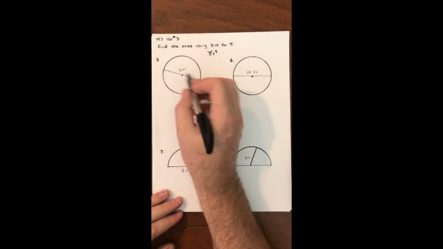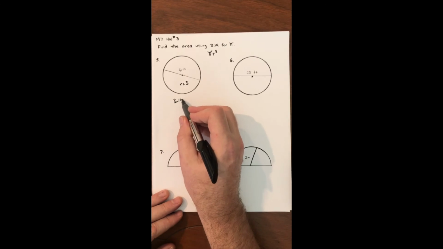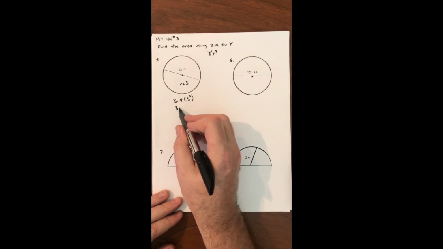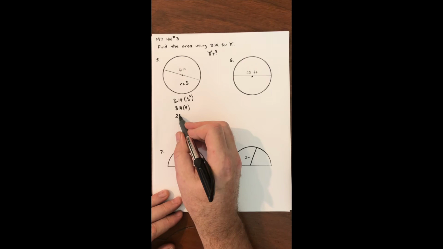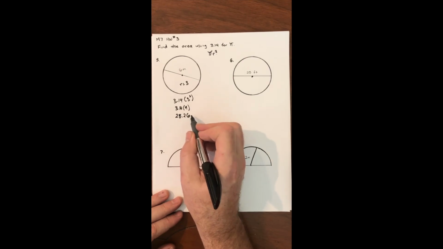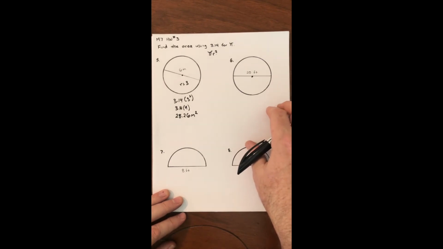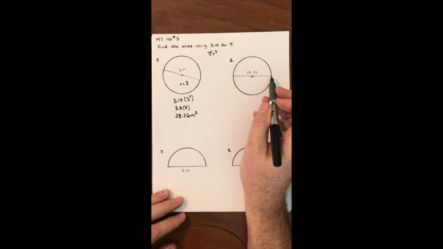Okay, so the radius is half of 6, so it's going to be 3. I'm going to have 3.14, which is pi, times the radius, 3, squared. 3 squared is 3 times 3. So I have 3.14 times 9. That's 27, it ends up being 28.26 meters squared.